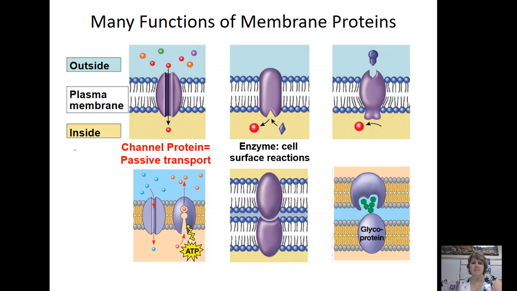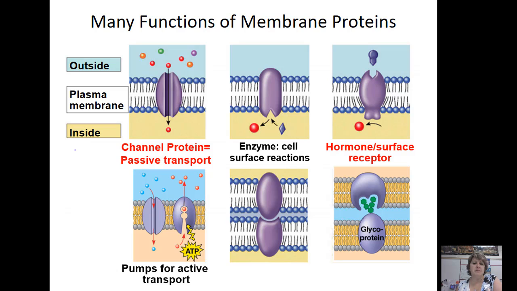Another would be an enzyme. The enzyme could be on a large integral protein or it could be on a small peripheral protein, but this would be an area where there would be a reaction occurring, and this would be either on the interior or exterior cell membrane side. Another thing is that proteins could be hormone receptors or surface receptors where they are open for a signal, whether it be from a protein or another molecule, and then that will stimulate an action on the inside of the cell.